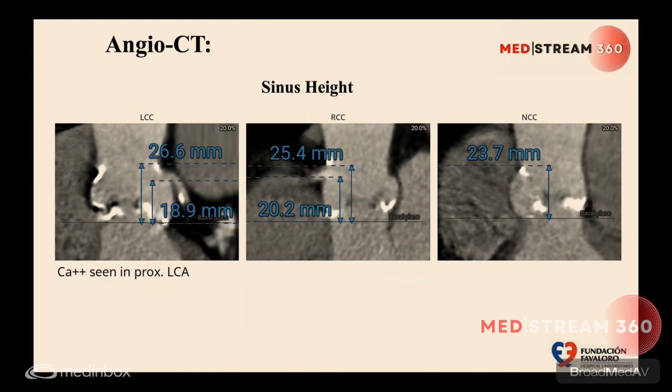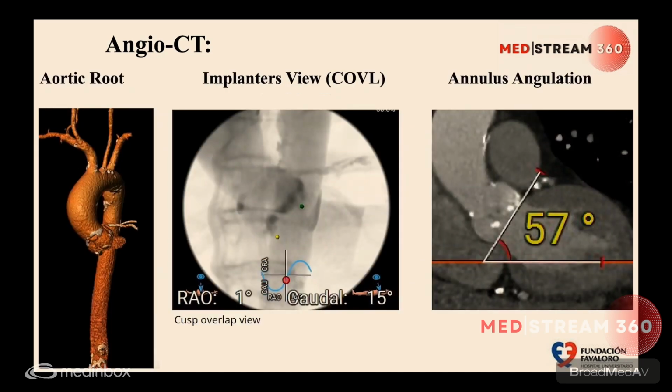Next. This is the coronary height: for the left coronary ostium is 19, for the right is 20, and for the non-coronary cusp, the height is about 24. So this height is important, because we are going to try, and I will show you one slide, to be with the valve below the sinotubular junction to prevent any kind of dislodgement or detachment of this calcium, which is there.